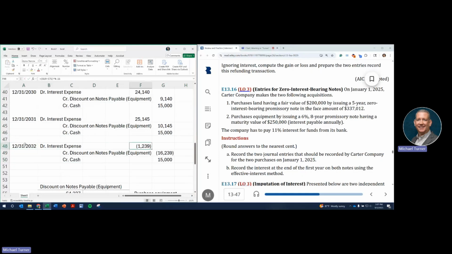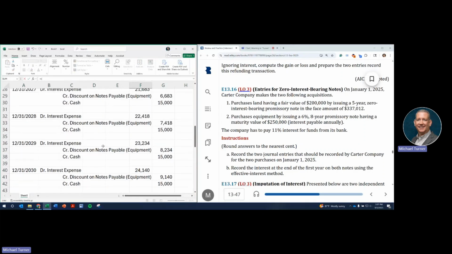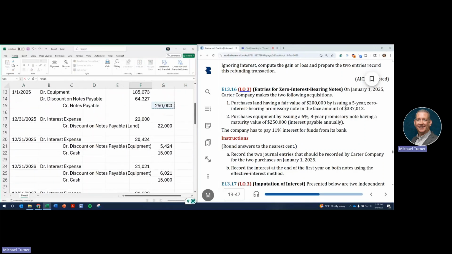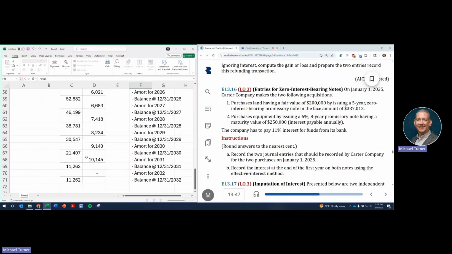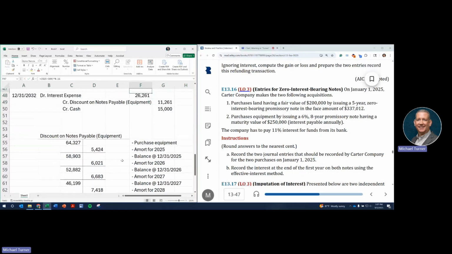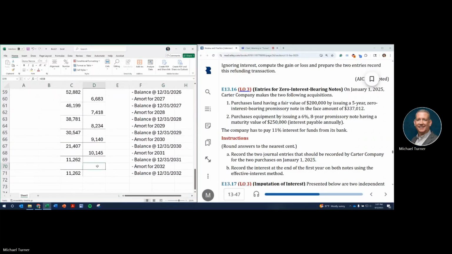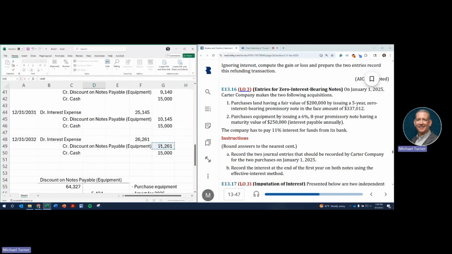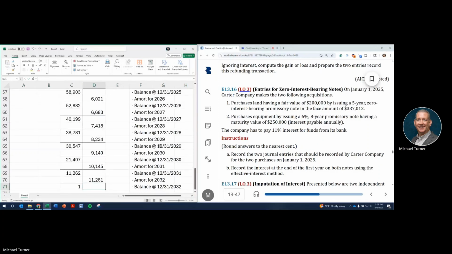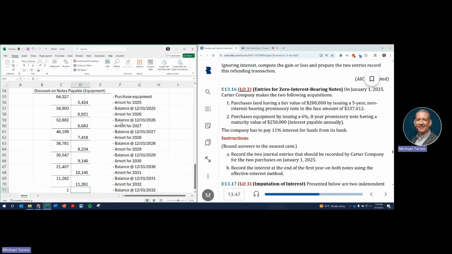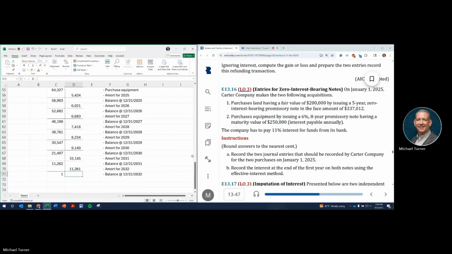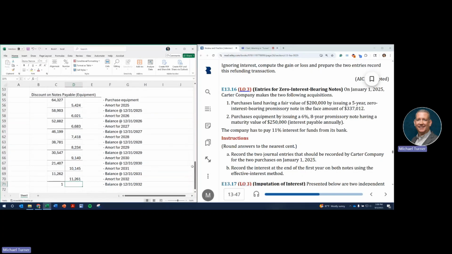At December 31st, 2032. So our last one, this is also when the note is due. We get $250,000 minus our carrying value of $11,262. As always, multiply it by the effective interest rate, 11%. We get $22,261. Net those two together against the cash, and you get $11,261. So amortize the last amount, $11,261. And let me shrink that just a little bit. And let's look at what's going on inside this discount on notes payable.